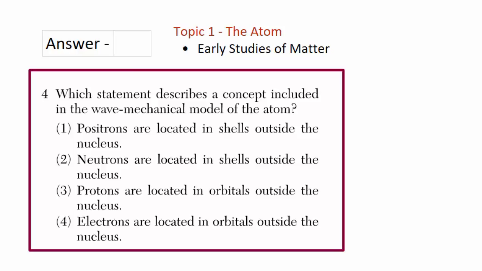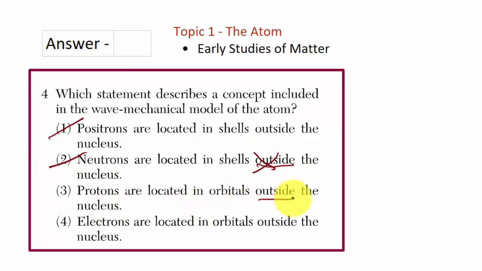Question number 4. For this question, let's just read it carefully, and then we're going to treat it like a true-false question. Which statement describes a concept included in the wave mechanical model of the atom? Well, let's read through the possible answers and see what we can eliminate just based on the fact that their statements are wrong. Positrons located in shells outside the nucleus. Well, positrons, no. We're looking for subatomic particles. Positron's not going to be one of those. Neutrons, well, that's a subatomic particle, are located in shells outside the nucleus. No, they're not. So that's off.